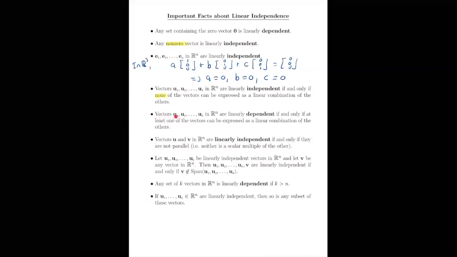Whereas vectors U1 up to UK in Rn are linearly dependent if and only if at least one of the vectors can be expressed as a linear combination of the others. So there is a linear relationship amongst the vectors. There are dependence relationships amongst the vectors. So for dependent vectors, at least one can be expressed as a linear combination of the others. They're dependent. At least one is dependent on the others.